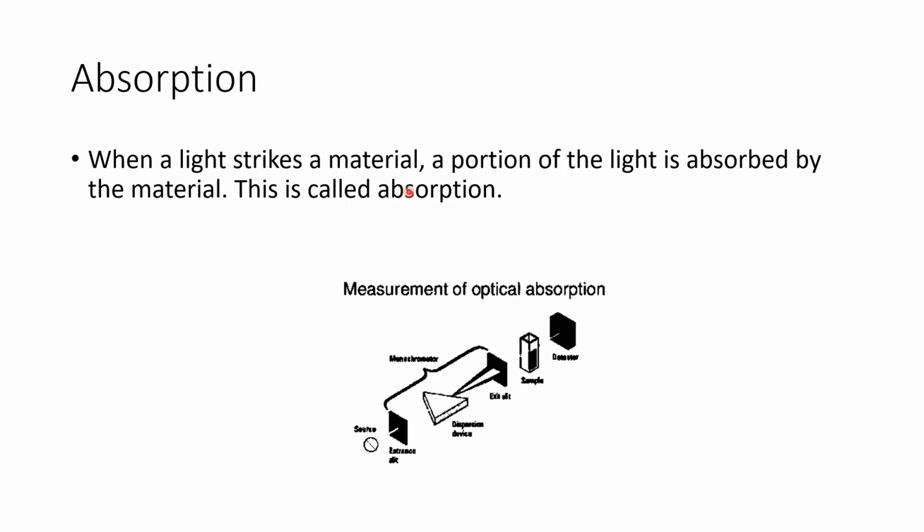Absorption is complementary to reflection. When the light strikes a material, some portion of that light, some components of the light, is going to be absorbed. Not everything is being reflected, nearly everything, but some portions are being absorbed into the material, and we call that absorption.